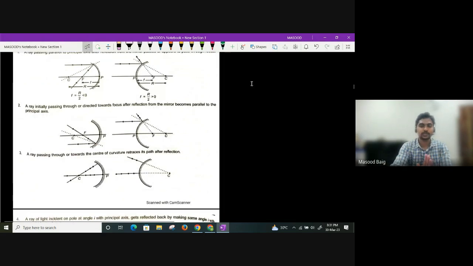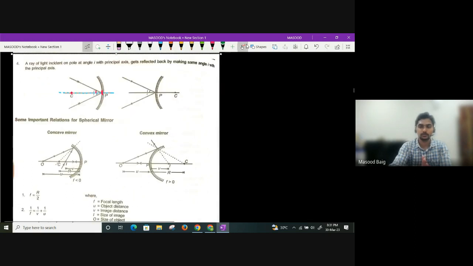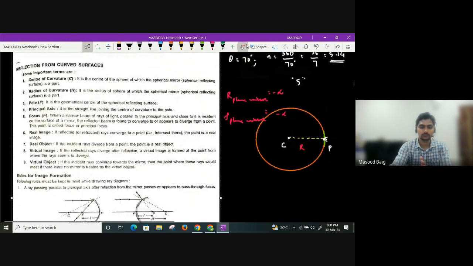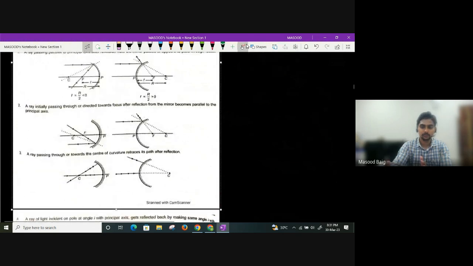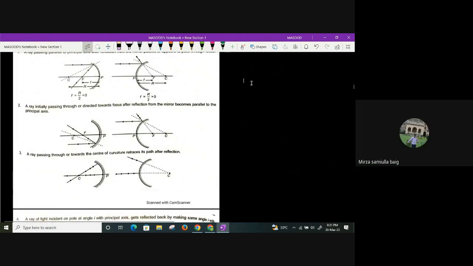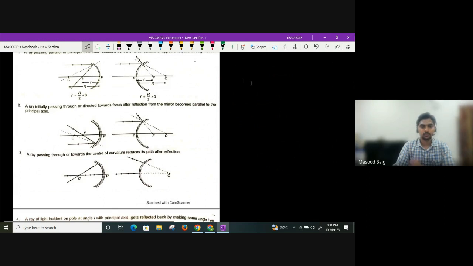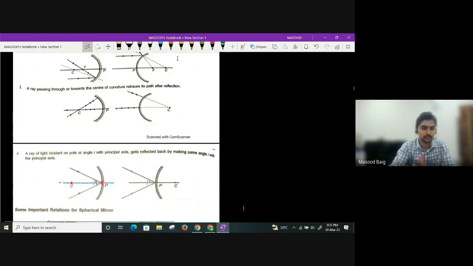Rules for image formation, I'm not going into detail about that. You might have studied them every time again. So I'm not going into detail about the rules for image formation. Is that clear, all of you? Yes, sir. Right? So I hope these points are clear to you all. So I'm not dealing with rules for image formation.